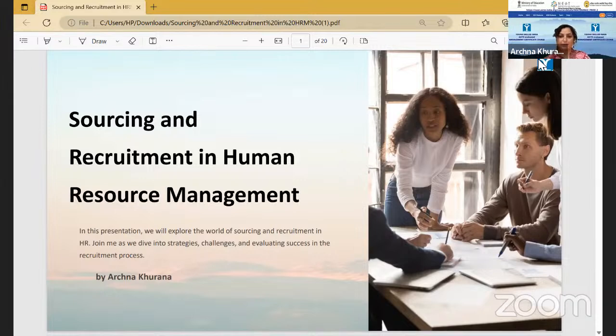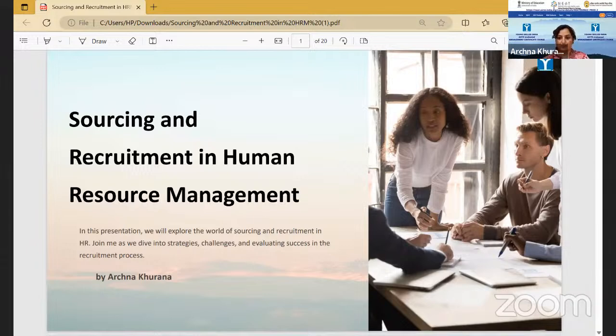The channels that we generally use, from where we can get the right kind of candidates for the job that you have available. So, that's called sourcing. And that is why sourcing and recruitment are two separate words generally used in human resource management. All of these things that we are going to discuss today come under talent acquisition, which we call TA or hiring.